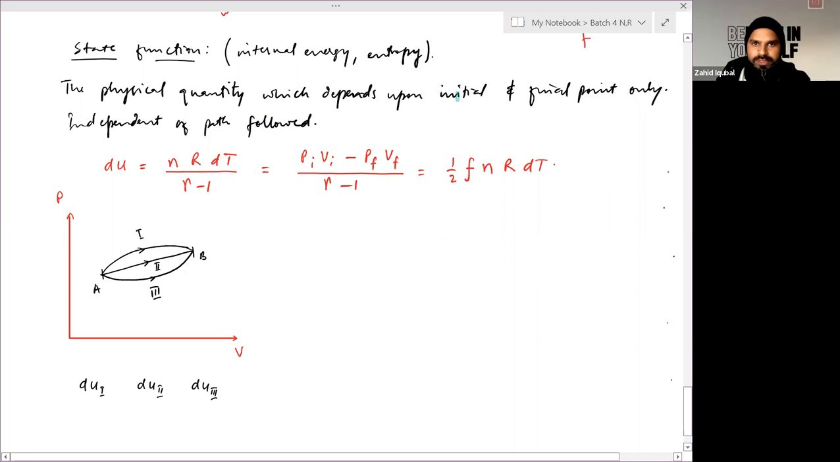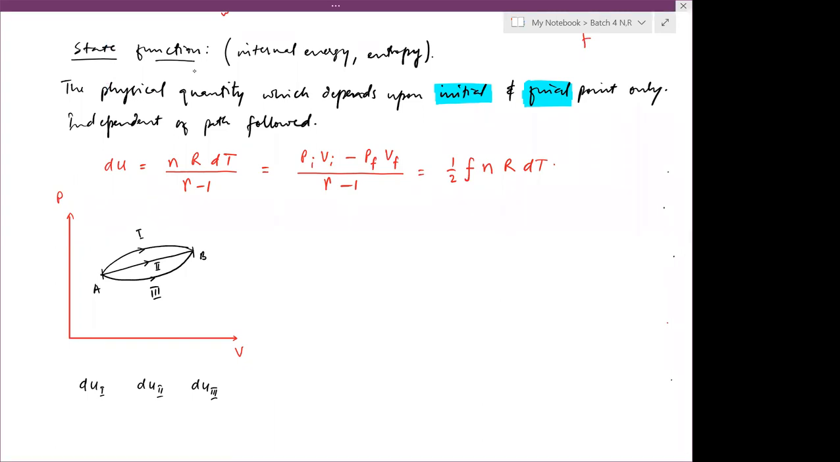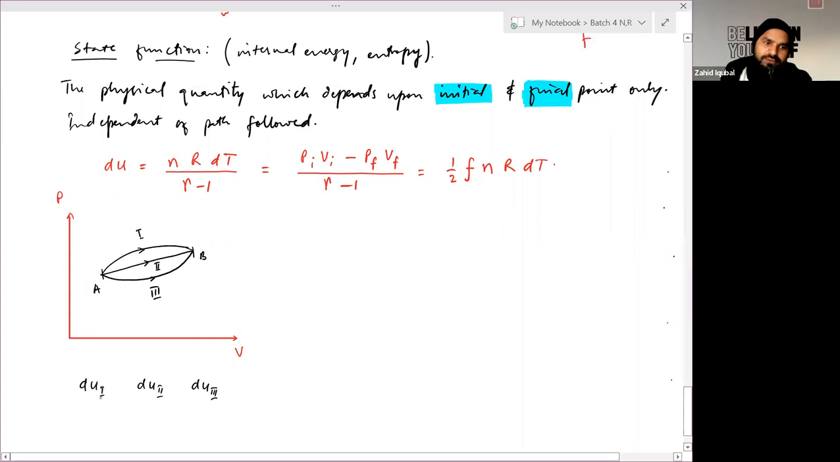Try to check whether the initial point and final point of all these are the same or not. Yes, it is the same. So if you have to calculate the difference between those two points, will the difference for all of the paths be the same or different? It would be the same. Good. So change in internal energy for all these three different paths must be equal to one another. Is it clear? Yes, sir.